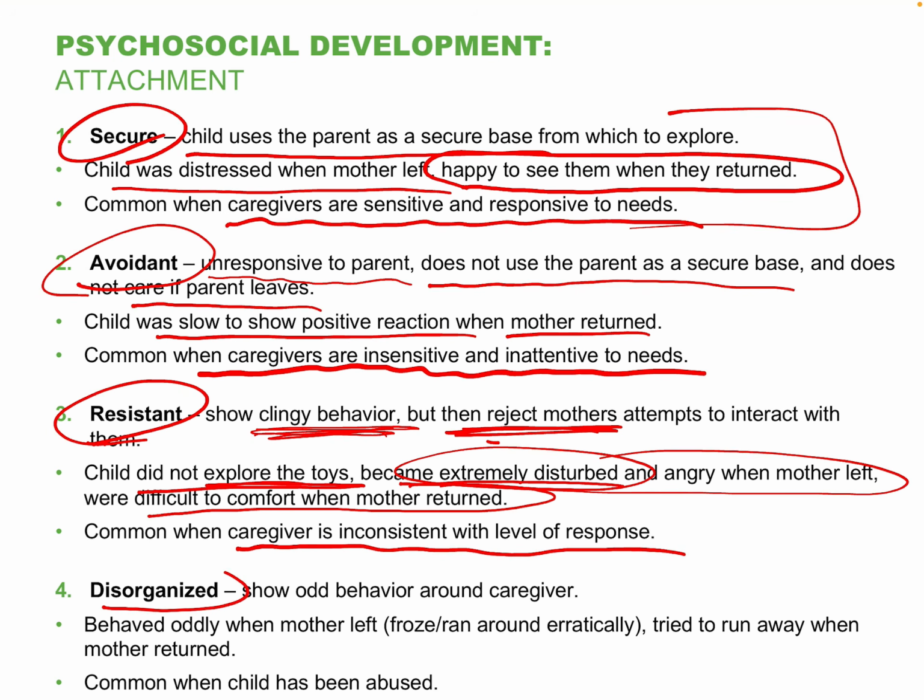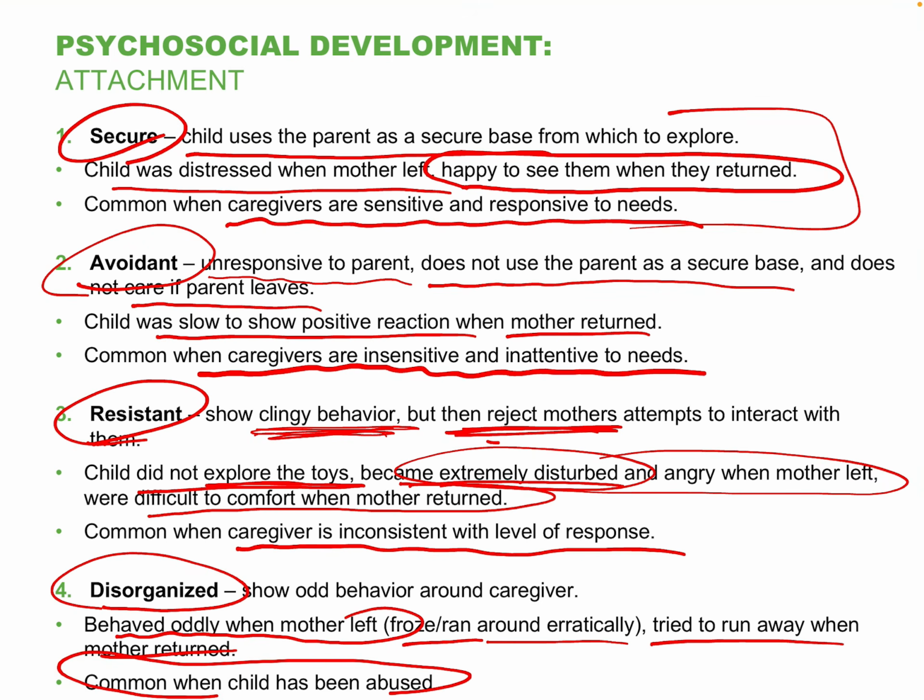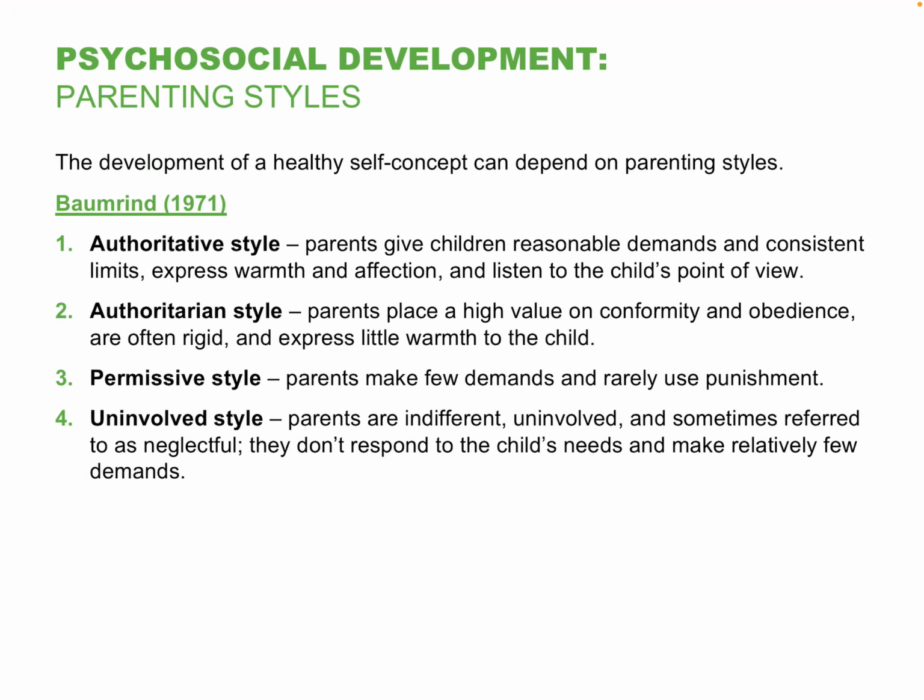Now, the disorganized kind of attachment is where it's very difficult to see a consistent pattern, right? They may behave oddly when mother leaves, right? They either freeze or they run around erratically. They try to run away when mom comes back. So it doesn't quite fit into the other three. And this is seen and correlated where there's abuse in the household, okay? And so these are the 4 different types of attachments seen by Mary Ainsworth, okay?